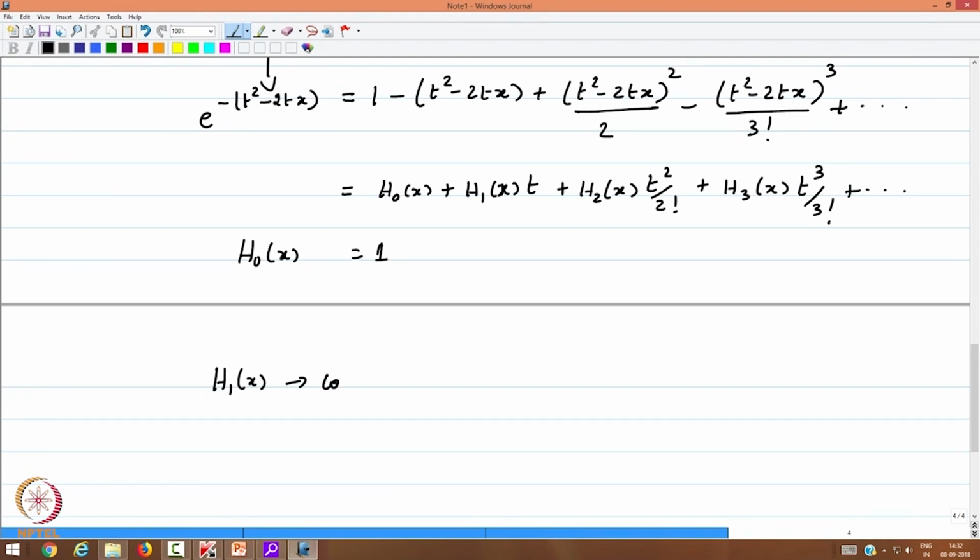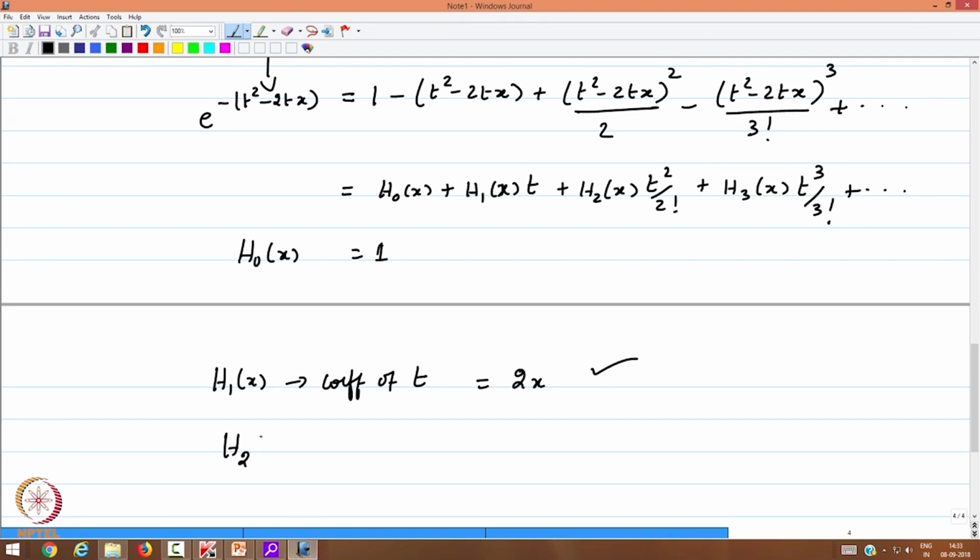Okay. h1 of x is the coefficient of t. On this side, if you recall, this is t square and there are no powers of t here, because when you expand this, the smallest power of t that you will have is t square, and then you will have t cube and t to the 4 and so on. So, there is only one term, namely minus of minus 2tx, which is 2x. So, this is h1.